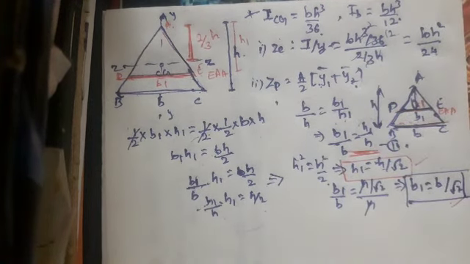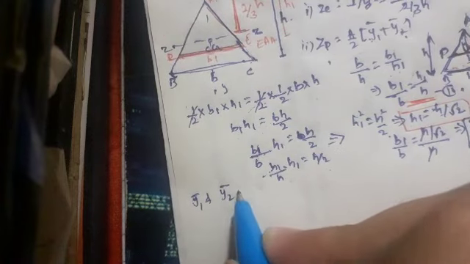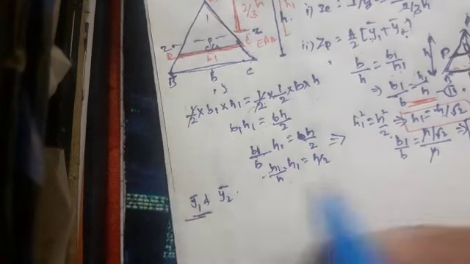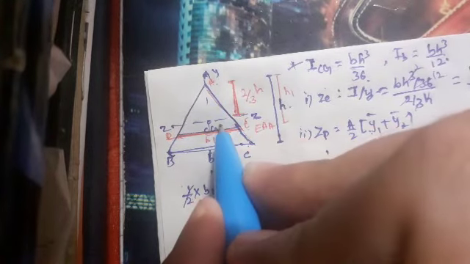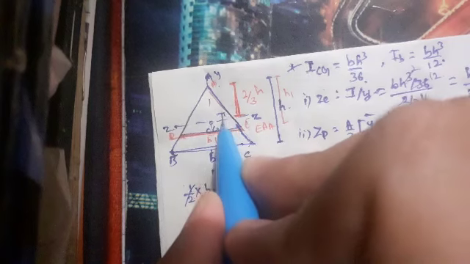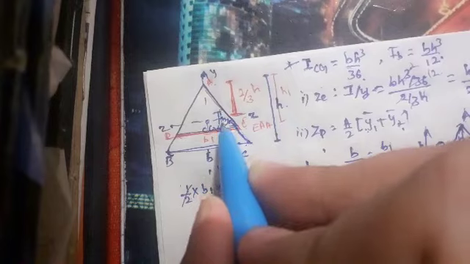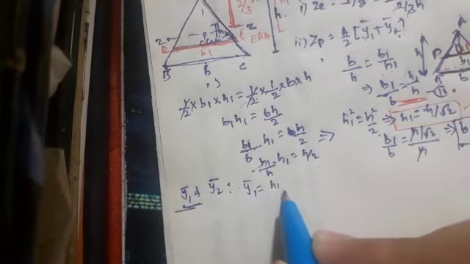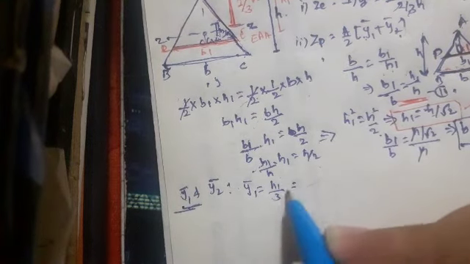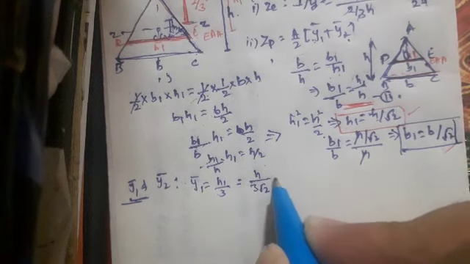Now I have to solve for Y1 bar and Y2 bar. So how to solve for y1 bar? It is very simple. From this figure, it is clear that y1 bar is nothing but h1 by 3, so 1/3 of the distance. So y1 bar is equal to h1 by 3. As h1 is equal to h by root 2, this is h by 3 root 2.